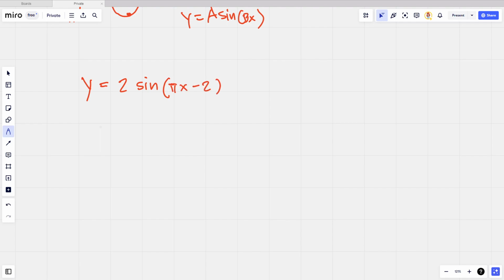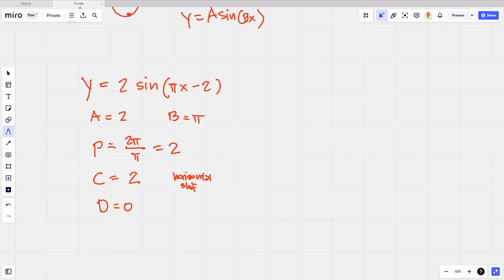So again, our amplitude is equal to 2. Our period is equal to 2 pi over b. In this case, b is equal to pi. So 2 pi over pi, so the period is just equal to 2. And our c is the horizontal shift, and that is 2. Since it's positive, that indicates we start at positive 2. And since d is equal to 0, there's no vertical shift. This is the horizontal shift, and this is the vertical shift.